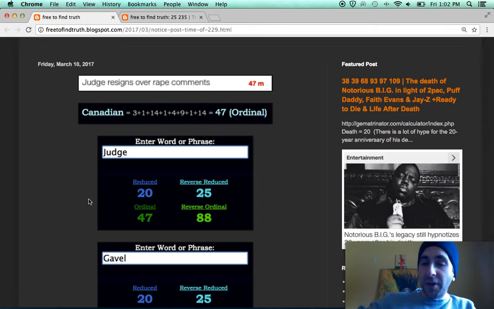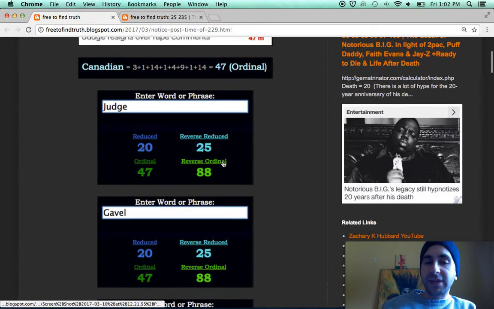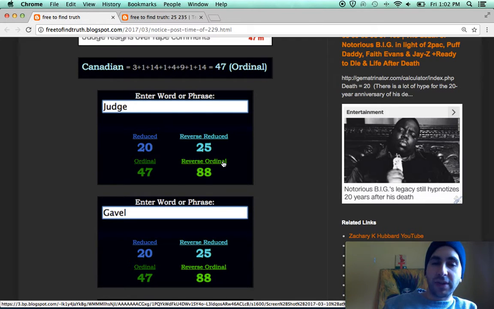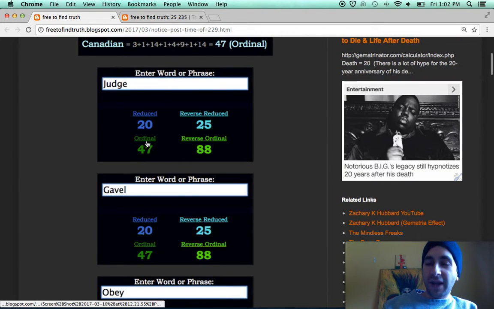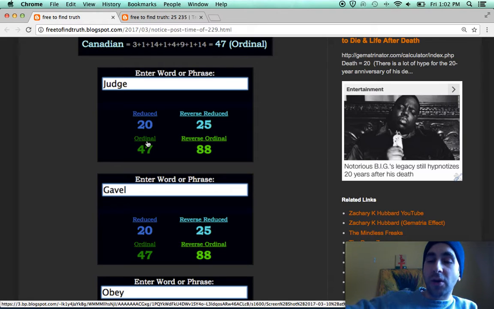In the time of learning more about this knowledge, we've uncovered the reverse ordinal and the reverse reduction, and we found out how relevant these methods are, which we'll elaborate on in a second. But this is doing the same thing, except you run the alphabetic order in reverse. Z is 1, A is 26. Same rules apply.